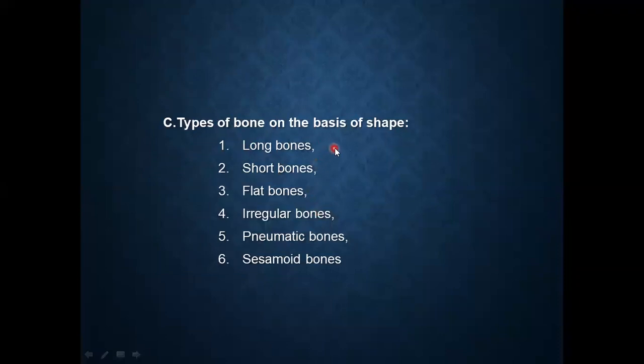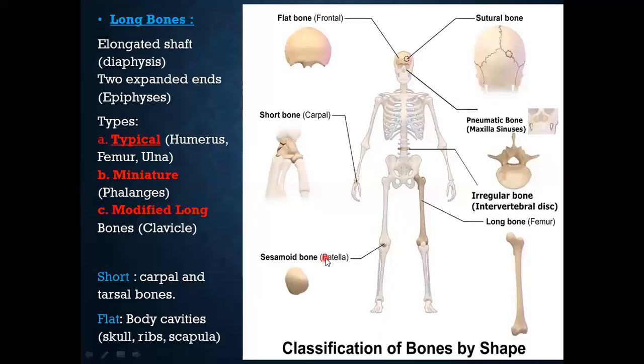The types of bones on the basis of shape include long bones, short bones, flat bones, irregular bones, pneumatic bones, and sesamoid bones. The long bones have an elongated shaft, which is the diaphysis, and two expanded ends, which are the epiphyses. The types include typical long bones, which are the humerus, femur, and ulna. This is the humerus, this is the femur, and there is the ulna.